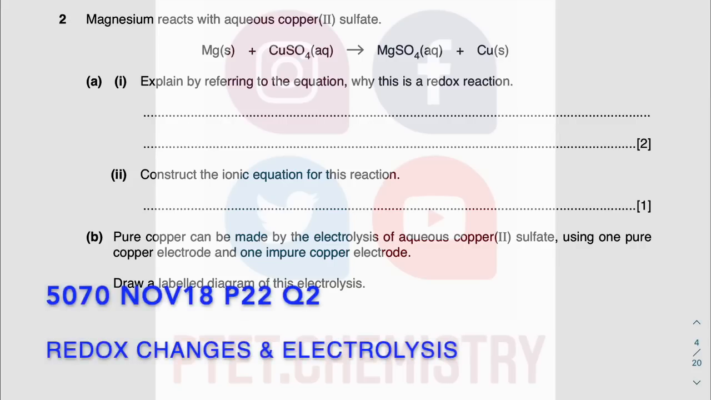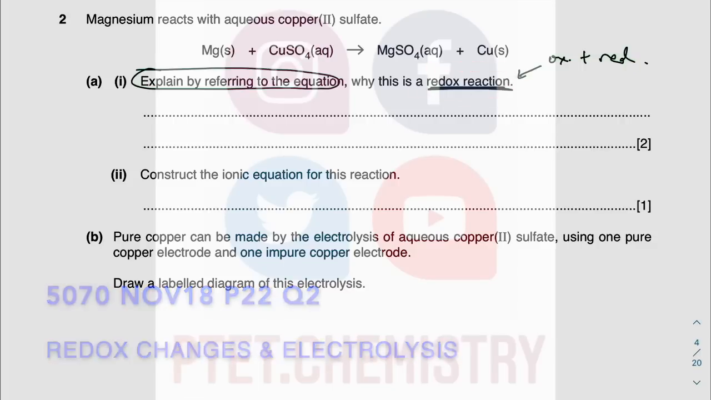Question 2, they want you to refer to the equation to explain why this is redox. So a redox is a combination of oxidation plus reduction. So it's two of these together. So you cannot just explain for one without the other. You have to explain both of them in order to show that it's redox.